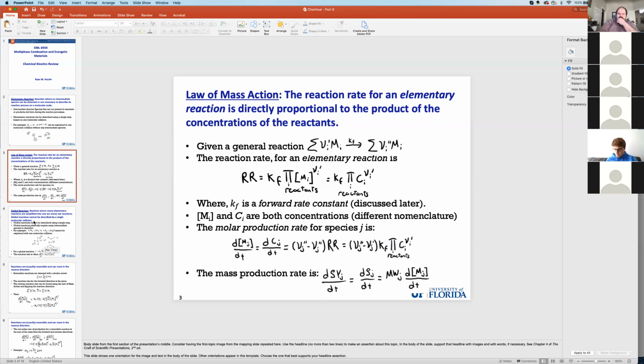Y_j is mole fraction, right? Which one? Y sub j, that's the mole fraction? No, that's the mass fraction. That's mass fraction? Yep, and mole fraction is X.